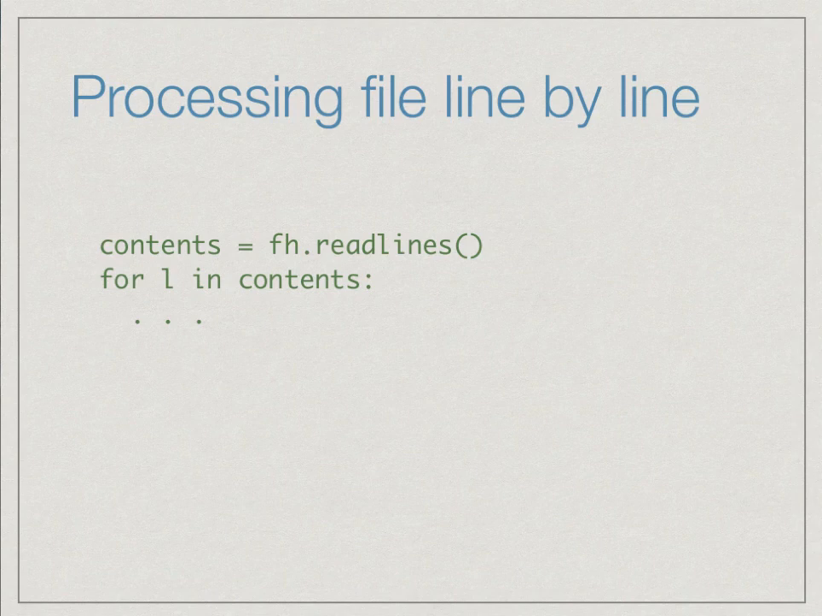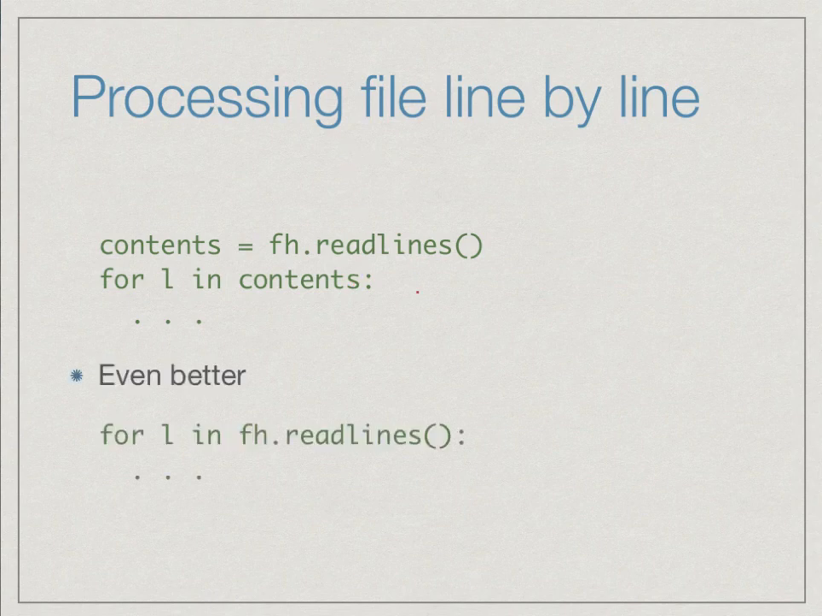So here is a typical thing that you would like to do in Python, which is to process a file line by line. The natural way to do this is to read the lines into a list and then process the list using a for. So you say contents is fh.readlines, and then for each line in contents you do something with it. You can actually do this in a more compact way. You can do away with the name contents and just read directly every line returned by the function fh.readlines. So this is an equivalent formulation of the same loop.